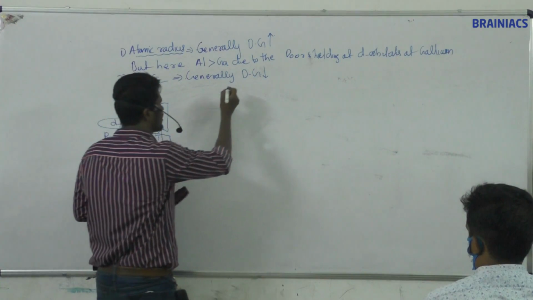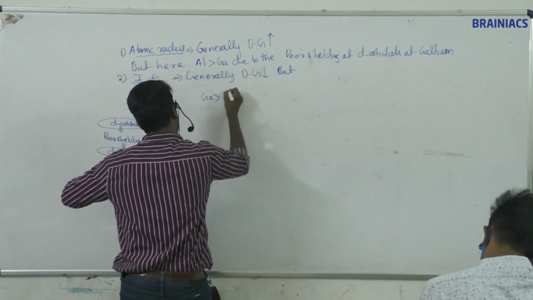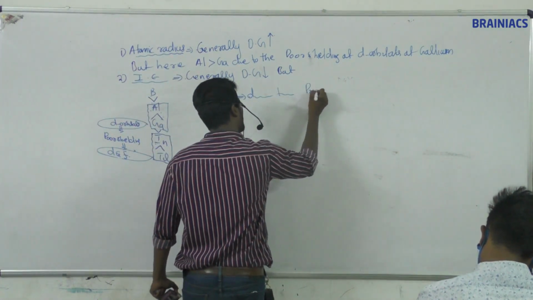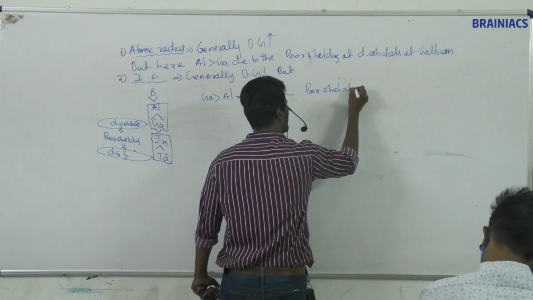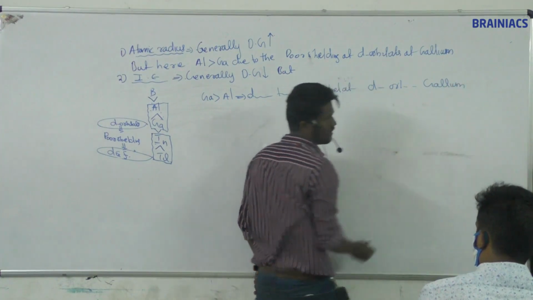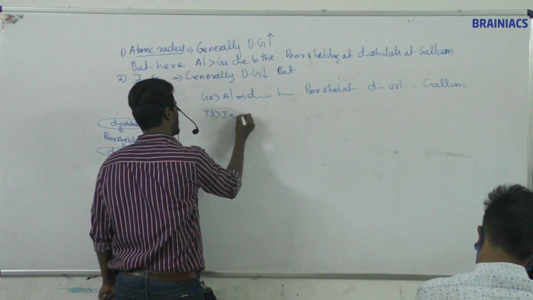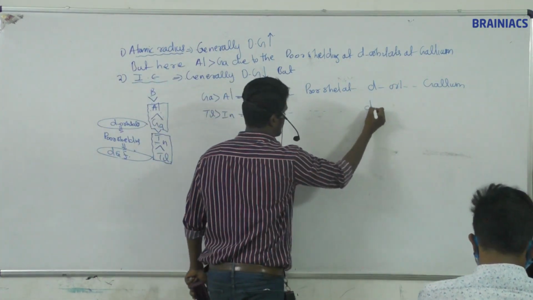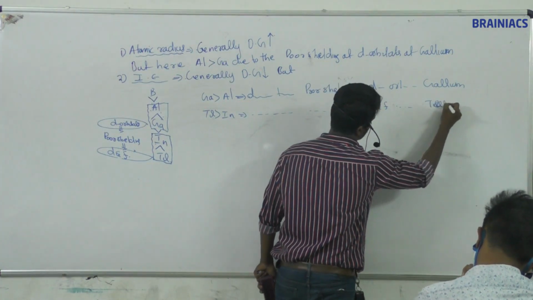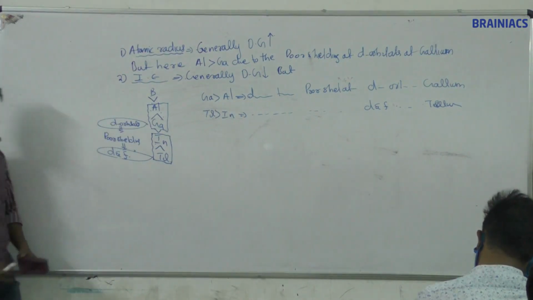Okay, so here generally down the group it decreases, but gallium is greater than aluminum due to the poor shielding of d orbitals of gallium. Okay, and thallium is greater than indium due to the poor shielding of d and f orbitals of thallium. Okay, gallium has a poor shielding of what?